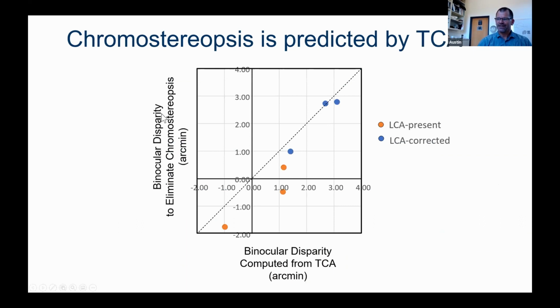So the y-axis shows the results of the chromostereopsis experiment. It indicates the disparities on the axis here that are required to eliminate it. And we're comparing that against the binocular disparity computed from the TCA, as I had shown on the previous slide. And as you can see, the dashed gray line is a 1-to-1 line. And as you can see, especially in the LCA corrected condition, these fall on the 1-to-1 line. In other words, the chromostereopsis under LCA corrected conditions is well explained by the computed disparity from the transverse chromatic aberration measurements.